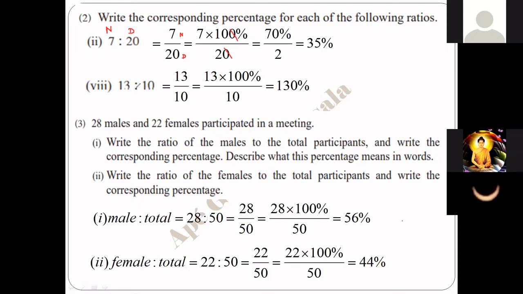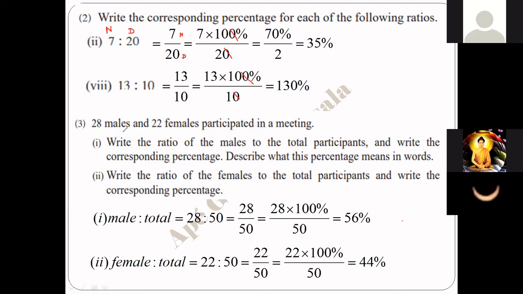Next one, 13 over 10. 13 is the numerator, 10 is the denominator. Now this is a fraction. A fraction can be converted into a percentage by multiplying by 100%. 13 into 100, here simplify this 0 with this 0. 13 into 10, 130. So the answer is 130%.